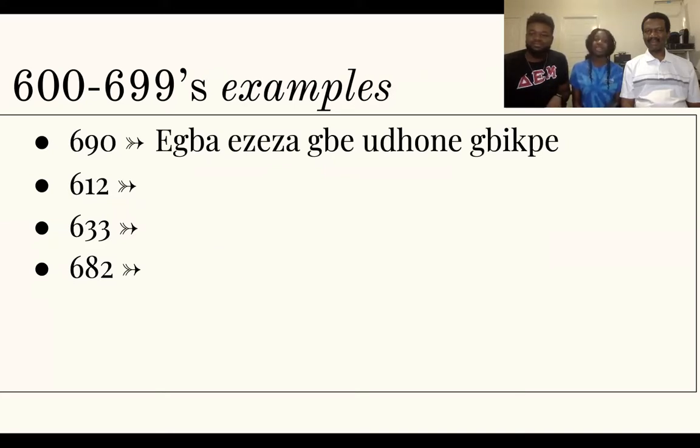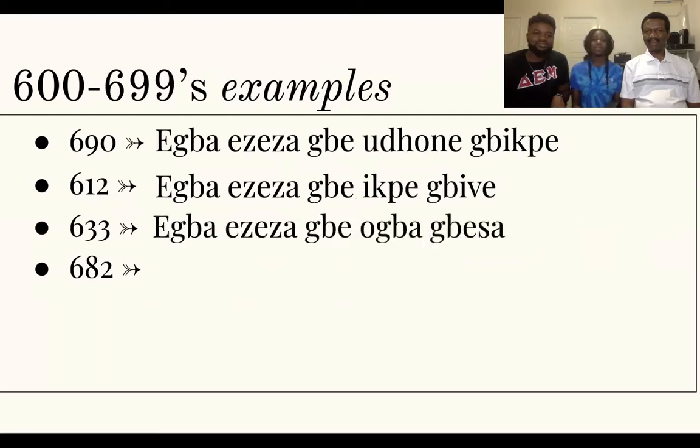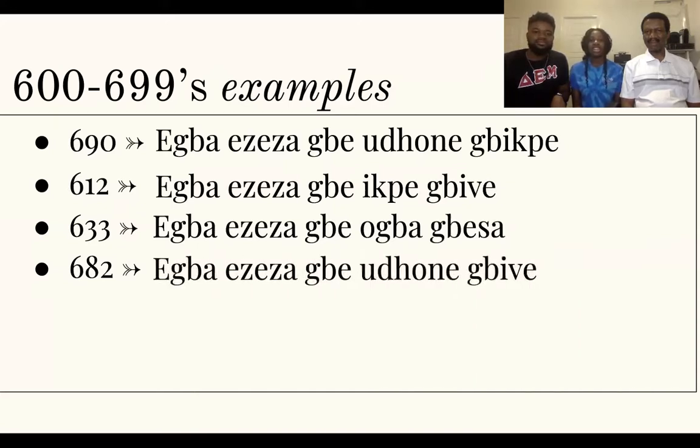All right, so being that you guys are back, we will now reveal that 612 is Egba Ezeza Be Ikbe. 633 is Egba Ezeza Be Ogbagbesa. 682 is Egba Ezeza Be Udone Vive. Oh my God. We can reply. Would you care to re-say them?